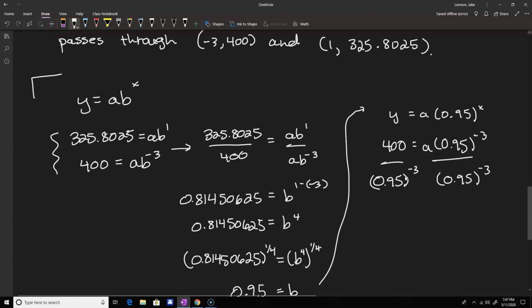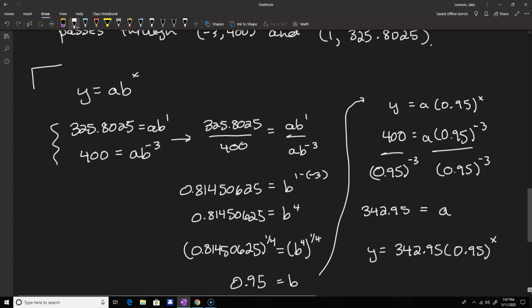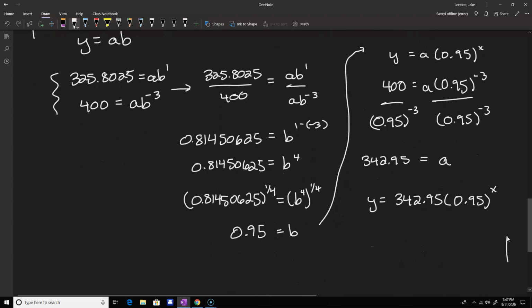So let's go ahead and figure out what that is. That comes out to 342.95. So a is equal to 342.95. So our exponential equation through those 2 points is y equals 342.95 times 0.95 to the x power. Let's move on to the next.